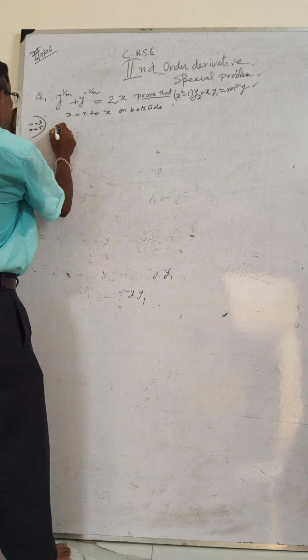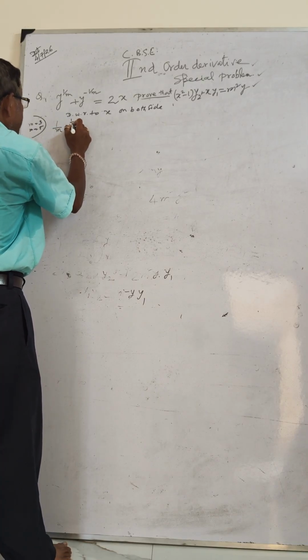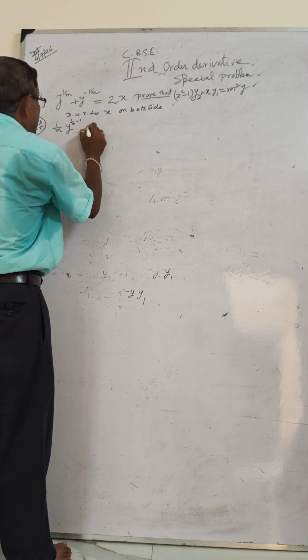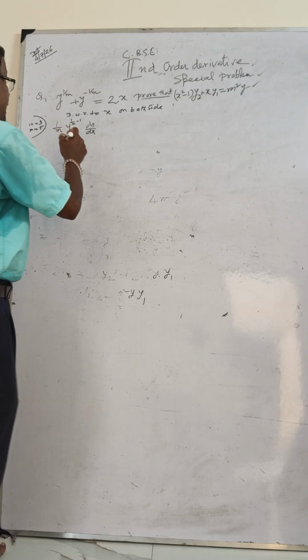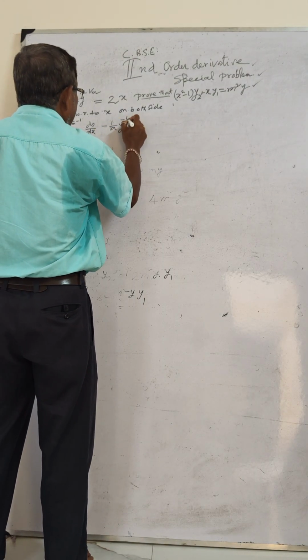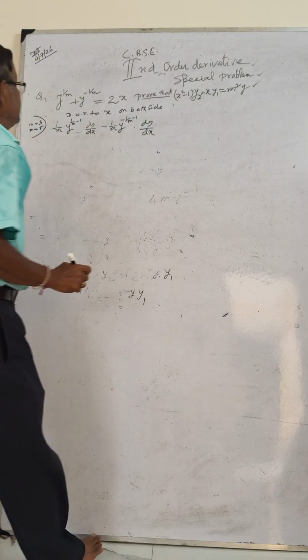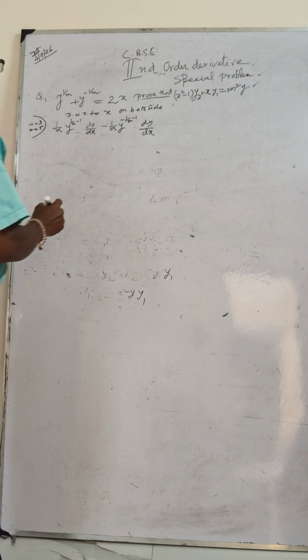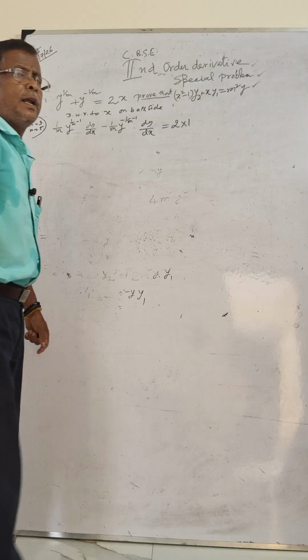Now, 1 by m into y to the power 1 by m minus 1 into dy dx, the derivative of y with respect to x. First term, second term, minus 1 by m y to the power minus 1 by m minus 1 dy dx. Everyone knows it. That is equal to 2, the differential coefficient of x with respect to x being 1.